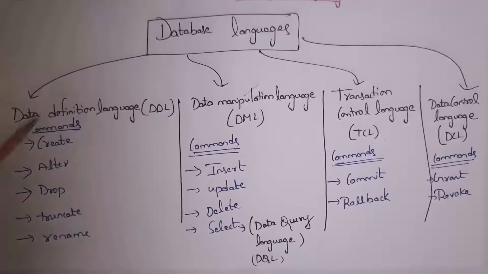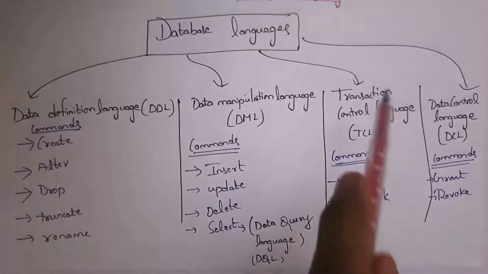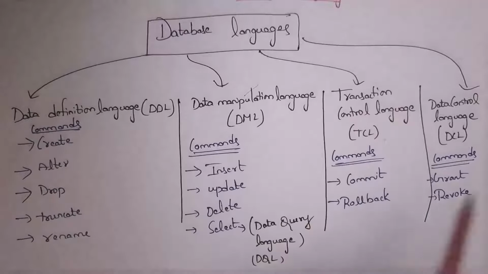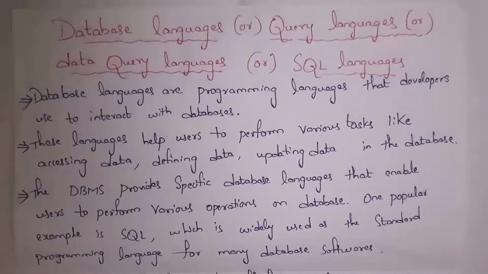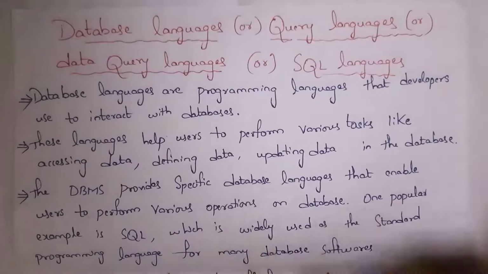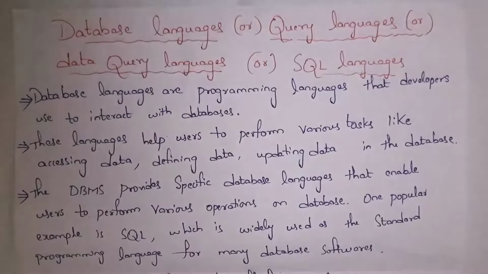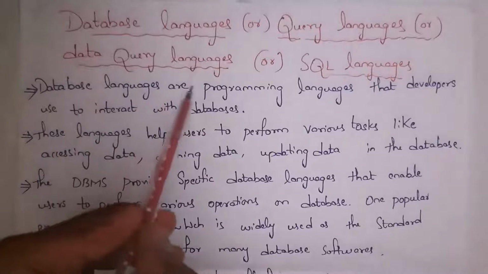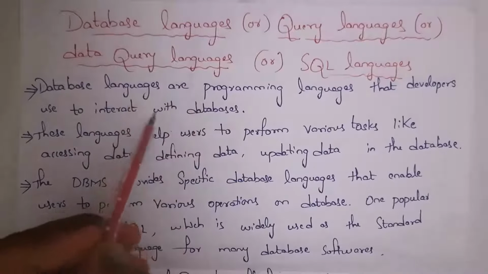They are data definition language, shortly we call it as DDL, data manipulation language, shortly we call it as DML, transaction control language TCL and data control language DCL. I will explain all these languages by giving various examples. Guys, we also call database languages as query languages or data query languages or SQL languages. All are same. Database languages are nothing but they are programming languages that developers use to interact with databases.